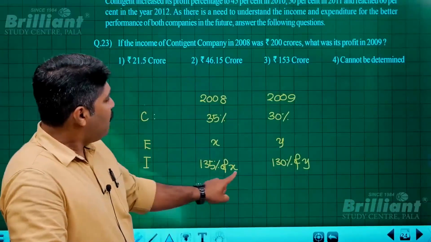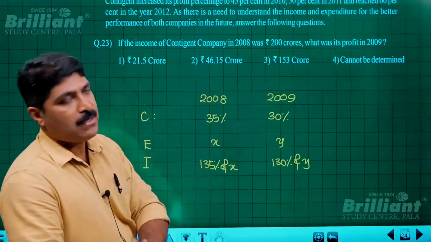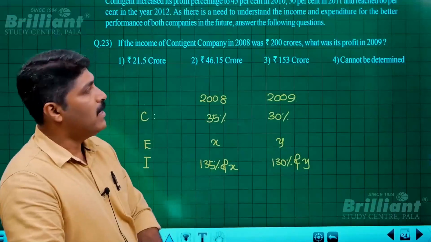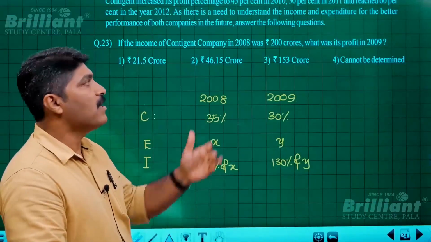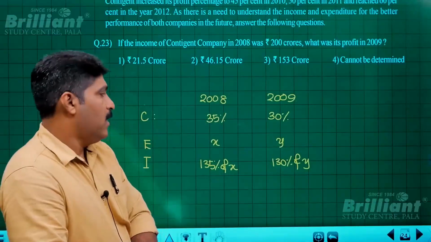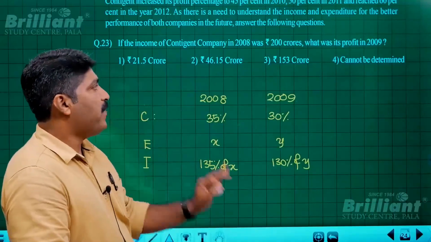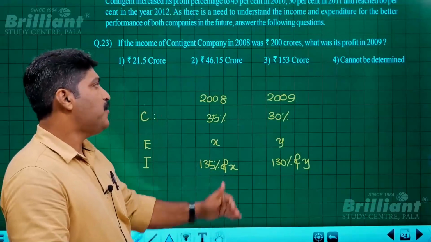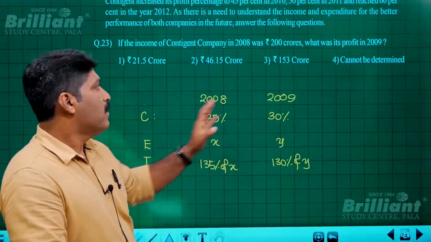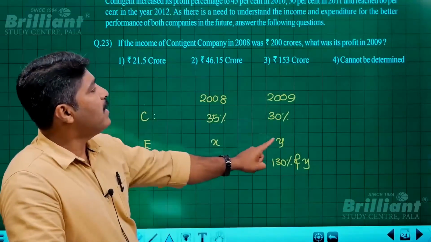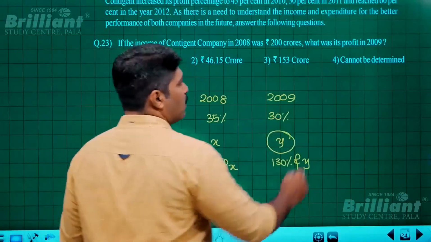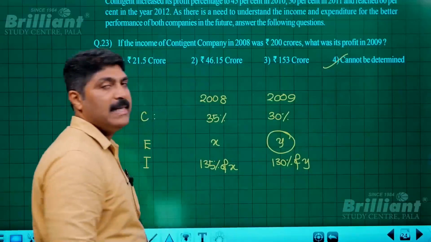And this 135% of X is equal to 200 crore. Is it sufficient data to find out the value of Y? The question doesn't have any additional information. Therefore, it's not possible to find out the income or expenditure of this Contingent company in the year 2009. So as Y is unknown here, our answer is cannot be determined.